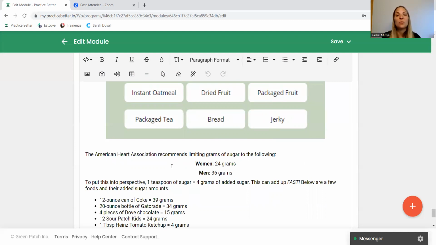1 teaspoon of sugar is equivalent to about 4 grams of added sugar. So if you put sugar in your coffee, or if you're baking and you're putting sugar in things, it can really add up pretty fast.